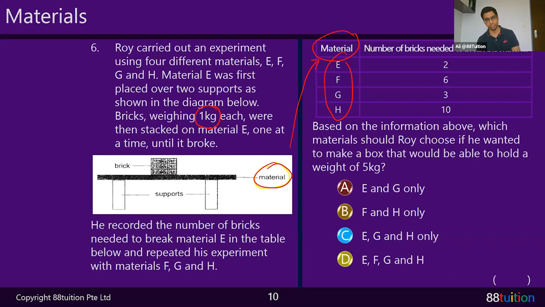Okay. Number of bricks needed to break the material. After 2, it will already break. After 6, then it will break. Oh, that means it can hold 5 kg. Can. 3, it will break. This one, 5 kg, can. Won't break. Why? It will only break after you have 10 kg, 10 bricks. So 5 kg is allowed on these two. Got it? Can. So F and H are good. So which one should Roy choose? F and H. Am I right? Alright, good.